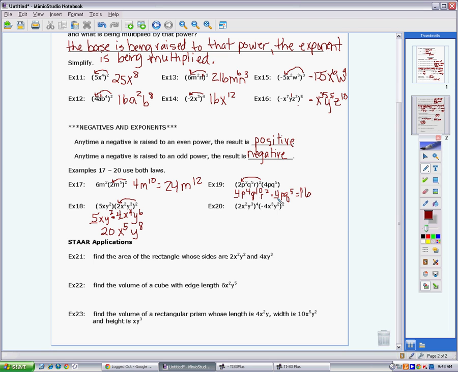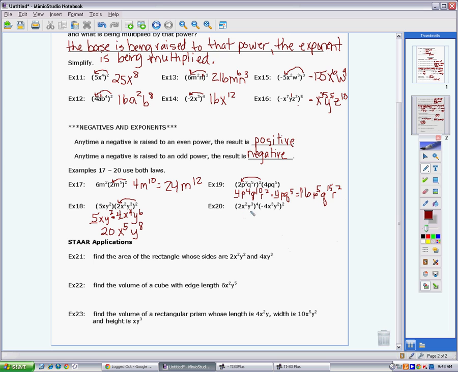And multiply my p's together. I'm going to get p to the 5th. Multiply my q's together. I'm going to get q to the 15th. And then multiply my r's, which I only have 1, so it's going to be r squared.